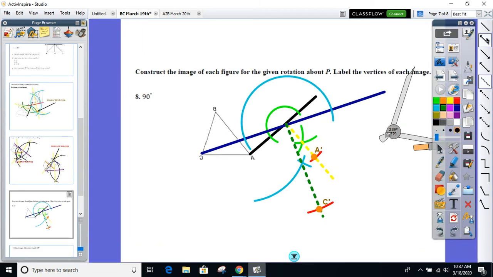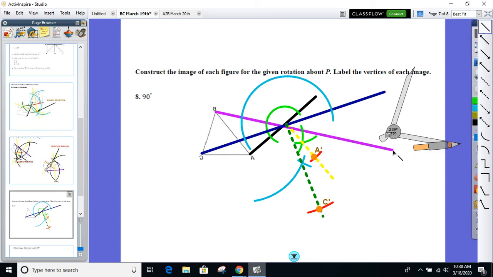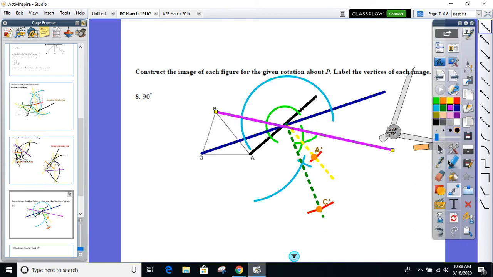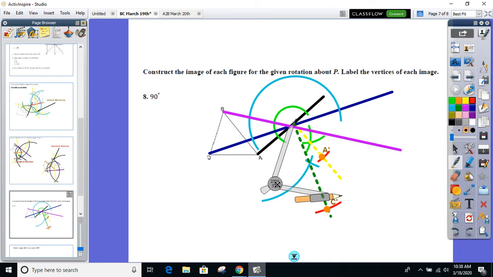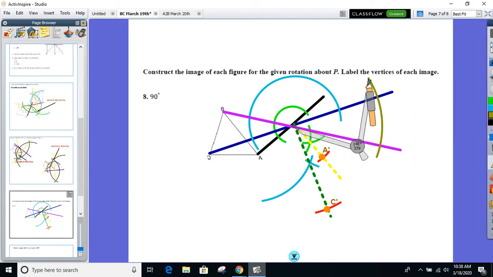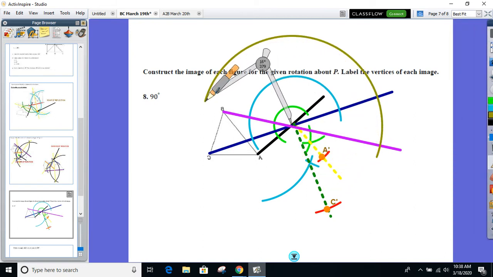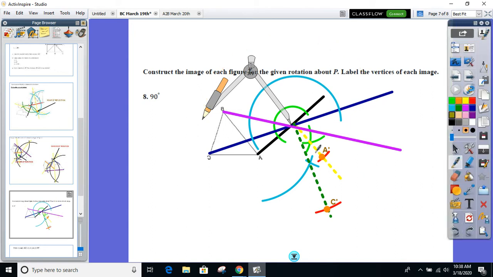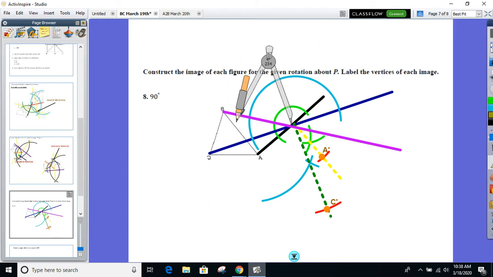Connect B to P. What am I on? Purple. Perfect. We're all good there. Take my compass. Put it on point P. And let's go, I already did blue, this nice shade of green. Ooh, I gotta calm that one down a little bit. Close her up a little. There we go. Making sure it intersects twice.